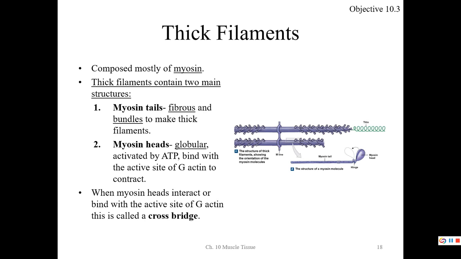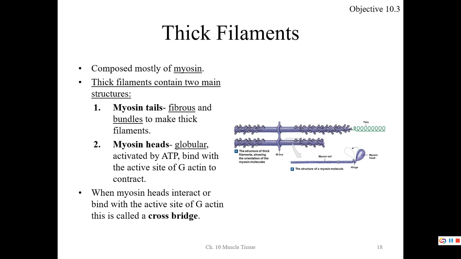Now, thick filaments are made up of myosin. Myosin is thick, actin is thin. Myosin wants to hold hands with actin. How will it do that? There's a part of myosin, the fibrous part, called the myosin tail. Bundles of these make a thick filament. Like a bundle of sticks, every stick is a bunch of myosin tails bundled together. Then we have myosin heads, the globular part that sticks out. It's activated by ATP, and it binds to the active site of G-actin.